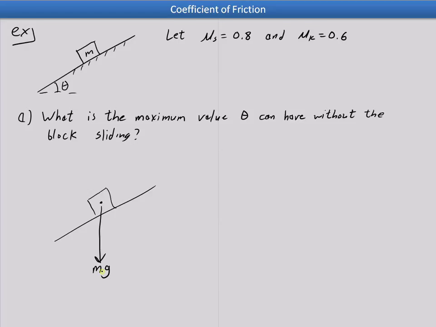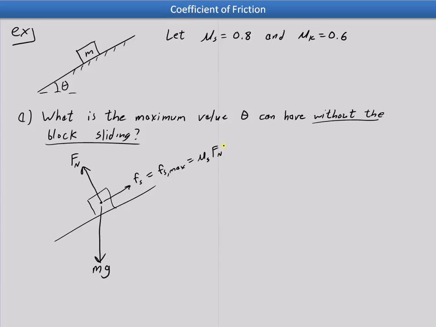We're going to have a normal force, which stops the block from falling straight through this ramp. The normal force is always perpendicular to the surface. And the third force is friction. If we're looking for the maximum value without the block sliding, then this is going to be a static friction because the block is not sliding. Not only that, but since we're right at the maximum without it sliding, the static friction is going to be at its maximum value. And the maximum value is the coefficient of static friction times the normal force. Alright, so those are our three vectors.